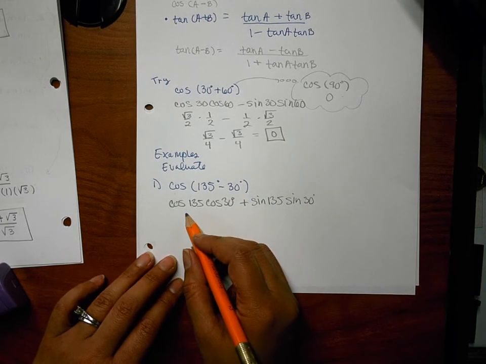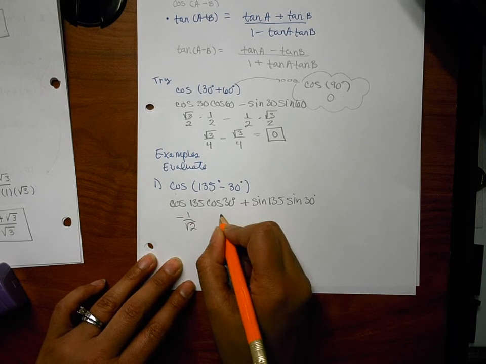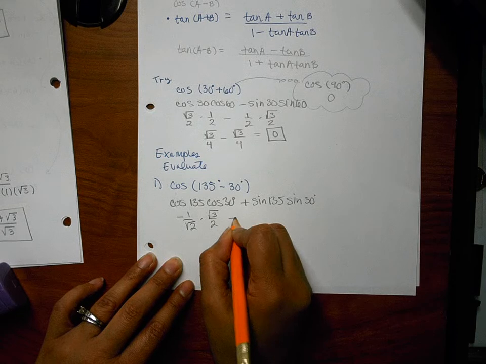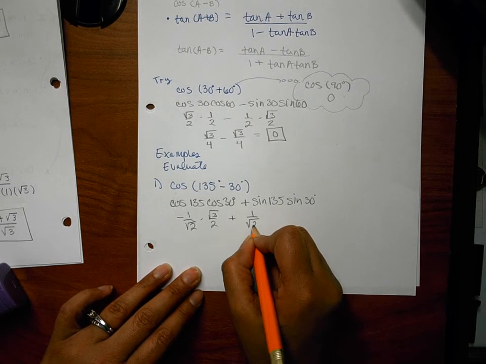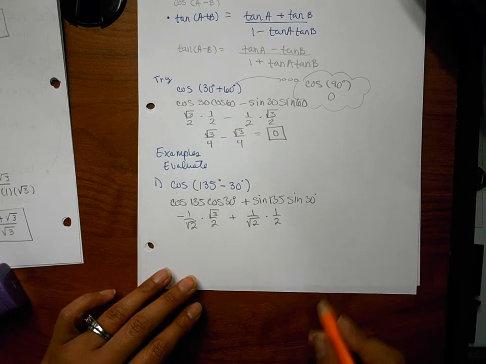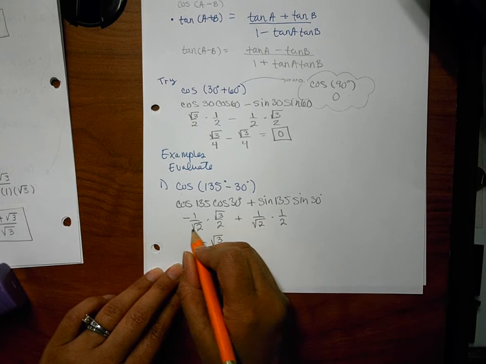Okay, so let's go ahead and try it out. Use your unit circle or your hand trick. Cosine of 135 is negative 1 over root 2. Cosine of 30 is root 3 over 2. Plus sine of 135 is positive 1 over root 2. And sine of 30 is positive 1/2. And let's work it out.